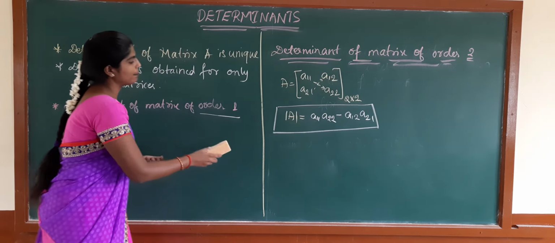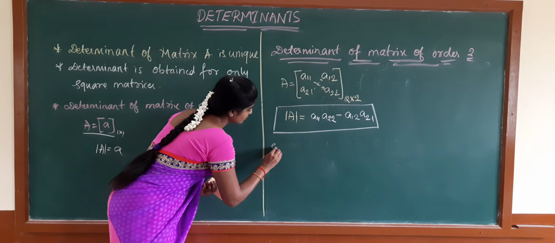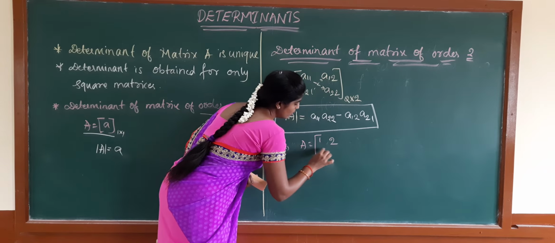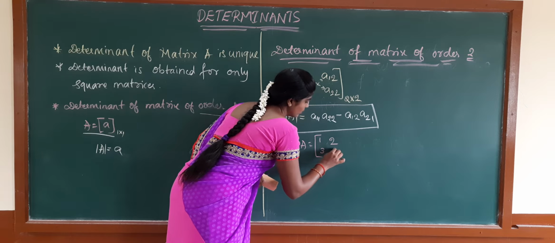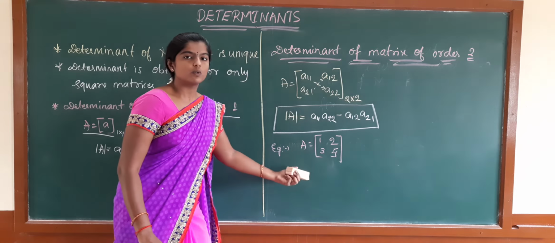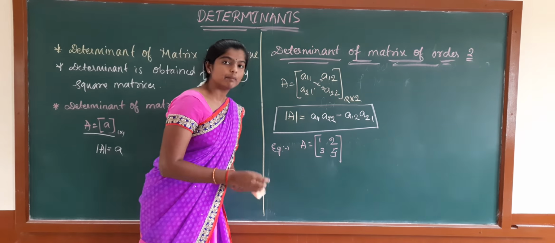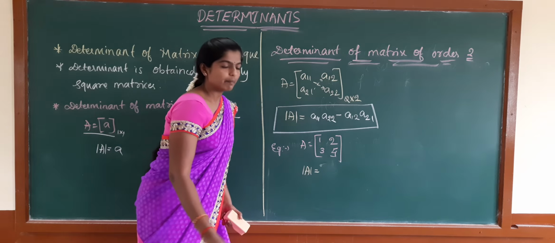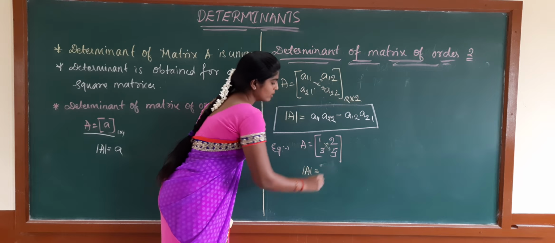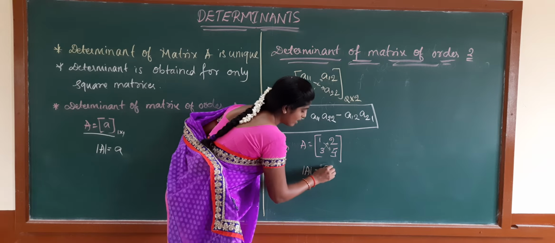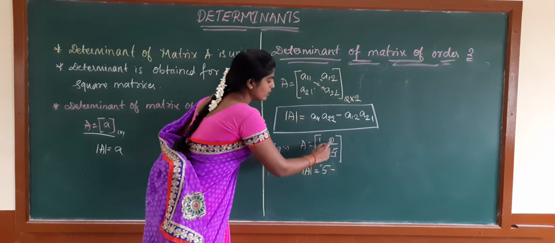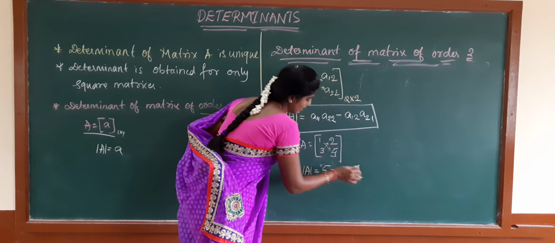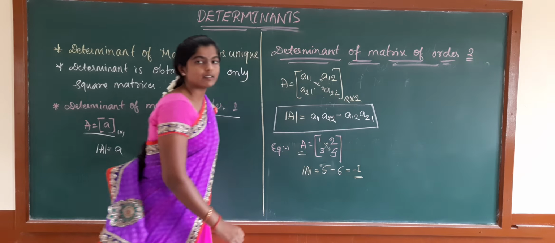If you take the example, A equal to matrix 1 2 3 4, 1 2 3 5. It is the 2 cross 2 matrix. We have to find the determinant of this matrix, that is determinant of A equal to, we have to cross multiply. So 1 into 5 is 5, and subtract 3 into 2 is 6, it is equal to -1. So -1 is nothing but the determinant of a matrix A.